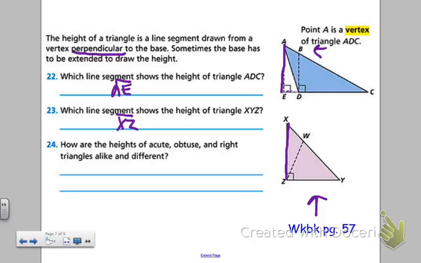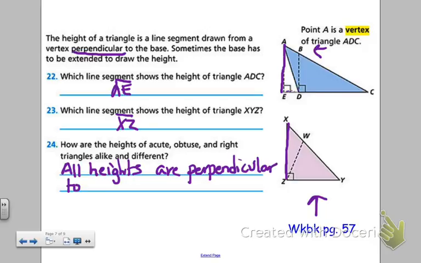How are the heights of acute, obtuse, and right triangles alike and different? Well, all heights are perpendicular to the base, meaning it doesn't matter if it's a right triangle, an acute triangle, or an obtuse triangle, your height is always going to be perpendicular to the base.